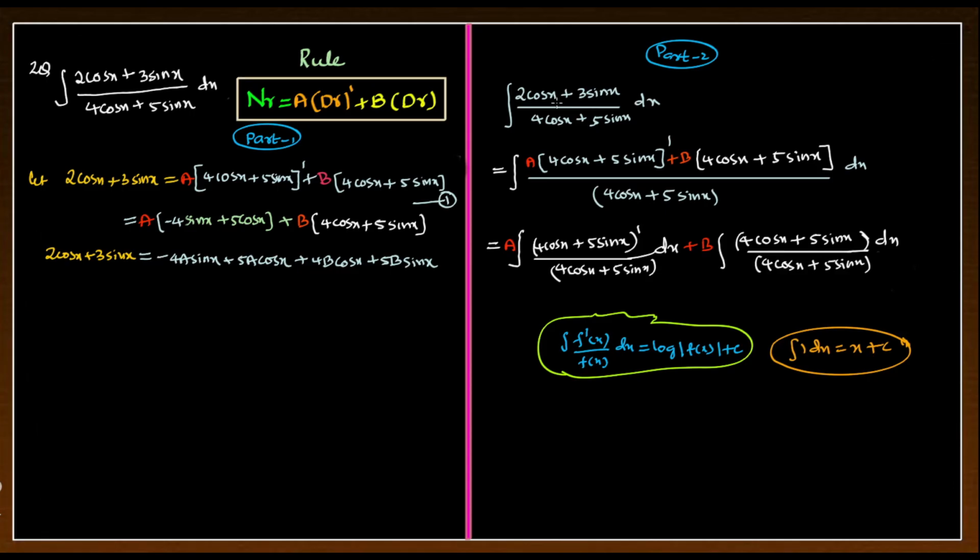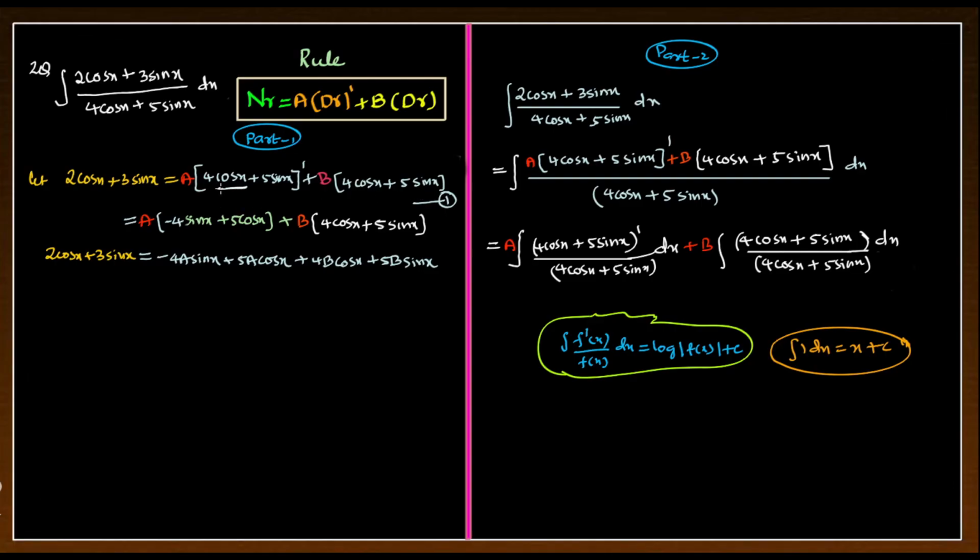Okay, so let's start. First, NR. NR means our numerator. Let numerator equals A DR dash plus B into DR. Consider it as equation 1. Let numerator, that is 2 cos x plus 3 sin x, equal A into denominator dash plus B into denominator. This is our equation 1. Now we have to differentiate with respect to x.